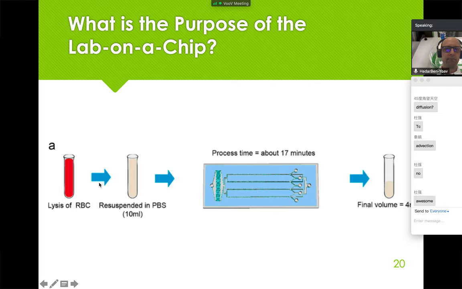So I described the purpose. The process time was about 17 minutes. The input, the inlet, was the solution, the sample, the cells, and the output, the separation of the CTCs from the white blood cells.